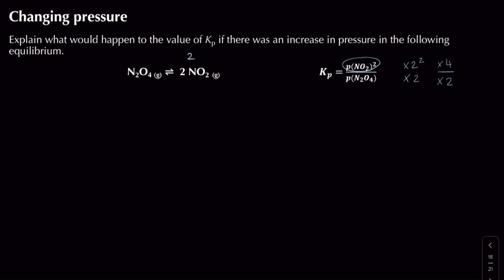I've got 2 moles of gas on the right hand side, 1 mole of gas on the left hand side. I know my equilibrium will shift to the side with the least moles of gas if I increase pressure, so I know it shifts to the left hand side. That means that, of course, N2O4, its partial pressure is going to increase. We know, of course, how equilibrium shifts to the left. We end up with more N2O4 being produced, and of course the concentration increases and the partial pressure of N2O4 increases.